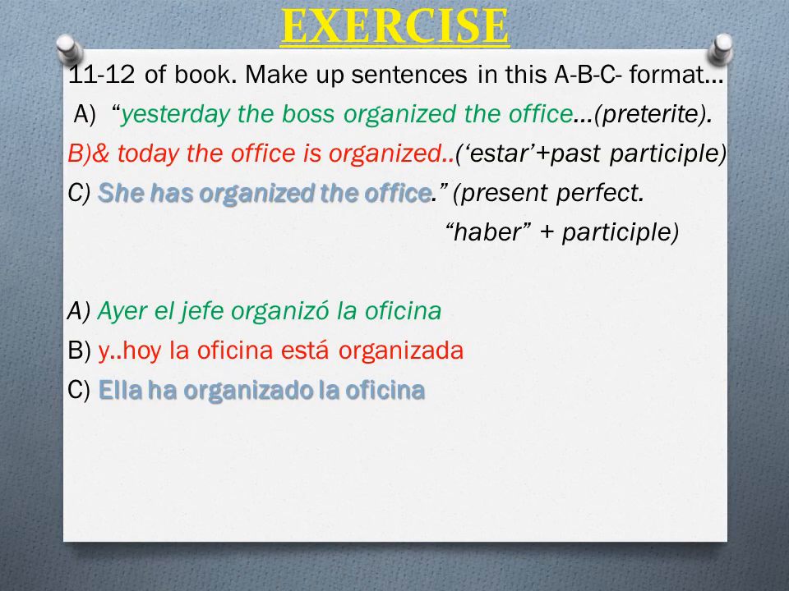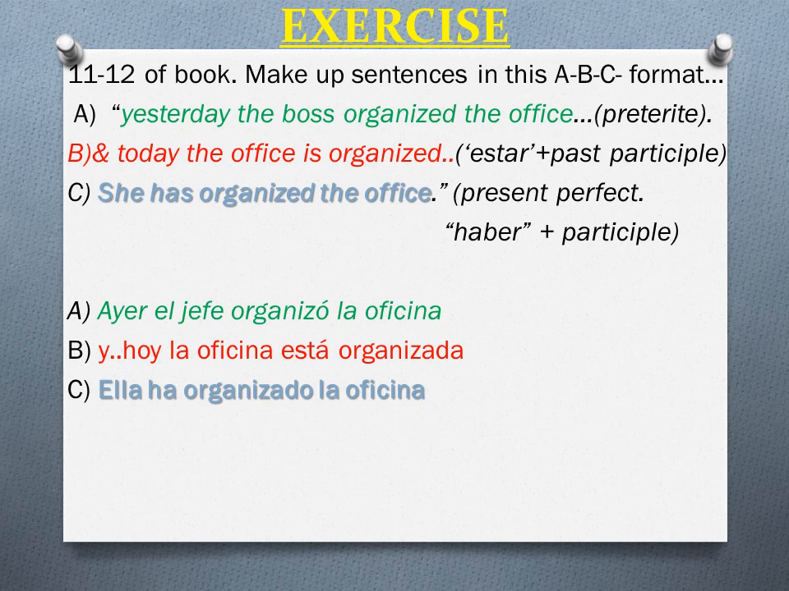Please do exercise 11-12 of the textbook and please do the following. Make up sentences in the following ABC format, the format that I am modeling for you on this screen. A. Yesterday the boss organized the office. B. And today the office is organized. C. She has organized the office.